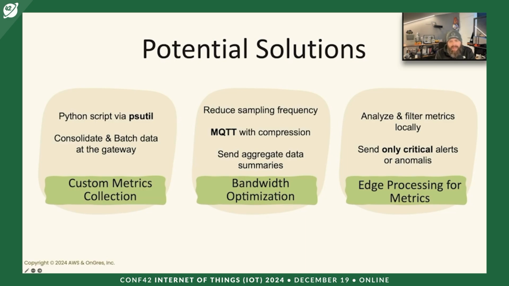From a bandwidth perspective, we could reduce the sampling frequency, collect metrics every 60 seconds or even 120 seconds, 1 to 2 minutes. We could use a lightweight data transfer protocol, MQTT, with compression, and we can send only aggregated data summaries instead of the raw metrics. And also, we could implement some edge processing to analyze and filter metrics locally before the transmission. And we could send only critical alerts or anomalies to the cloud for further action and remove anything else.